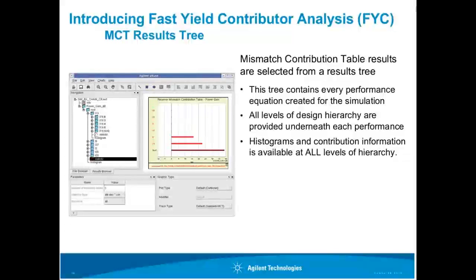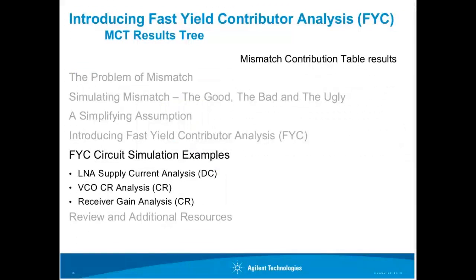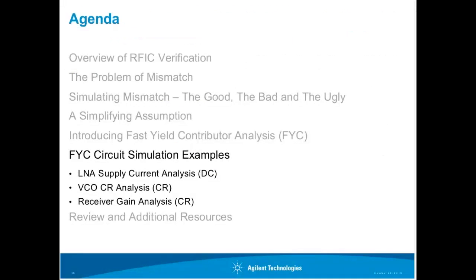So let's look at a few examples. I have 3 examples that I'm going to show you today. The first one is an LNA. We're going to look at DC simulation, and we're going to look at power supply current for that circuit. I've got a VCO, and we're just going to look at oscillation frequency, and we're going to look at a receiver gain example.